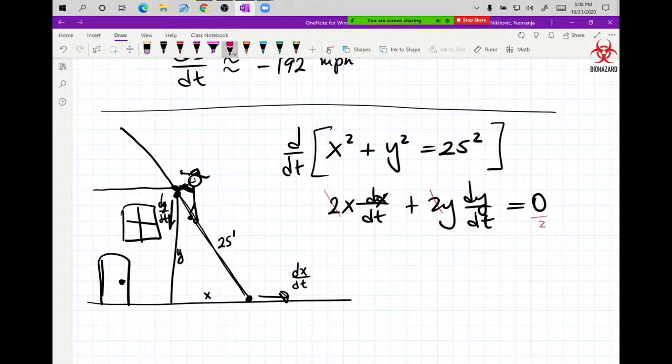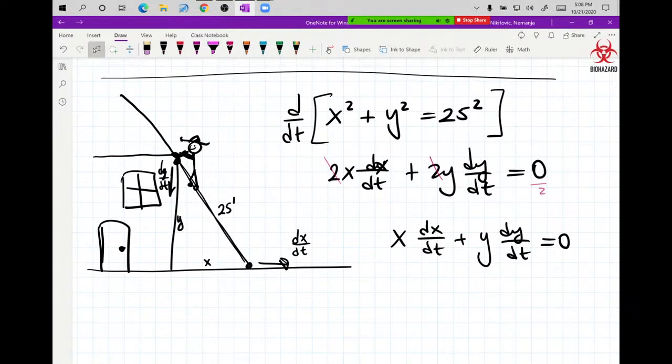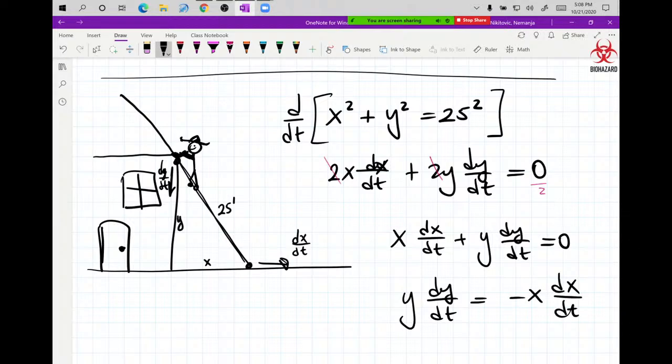The 2's will cancel when you divide everywhere by 2. And you have that x dx/dt plus y dy/dt is equal to 0. So now you want to know how quickly the ladder is going to fall, right? Which is the dy/dt part. So you solve for dy/dt. That's y dy/dt equals negative x dx/dt. Divide both sides by y, so that goes right there.